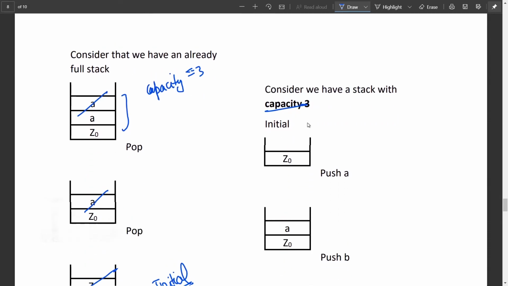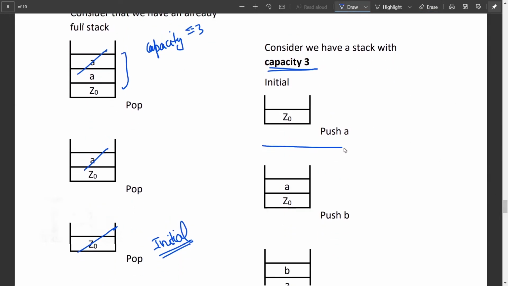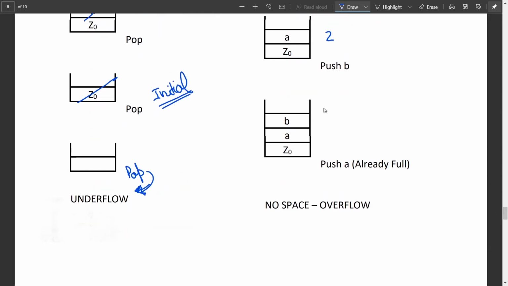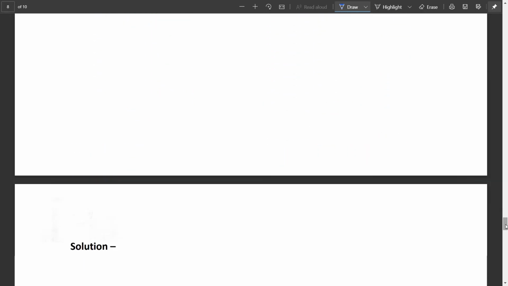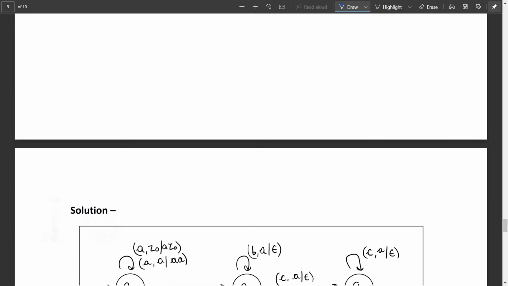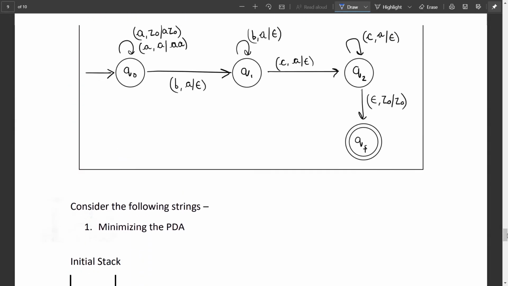And what's overflow? It's the opposite. We consider that we have a capacity of 3, so the initial stack is less, like I told you. Then you're pushing an A, so the count was 1, 2. Now if we push B, then the count is 3. Now if we try to push A, the count is already full, we cannot push another element, so this will be called overflow.